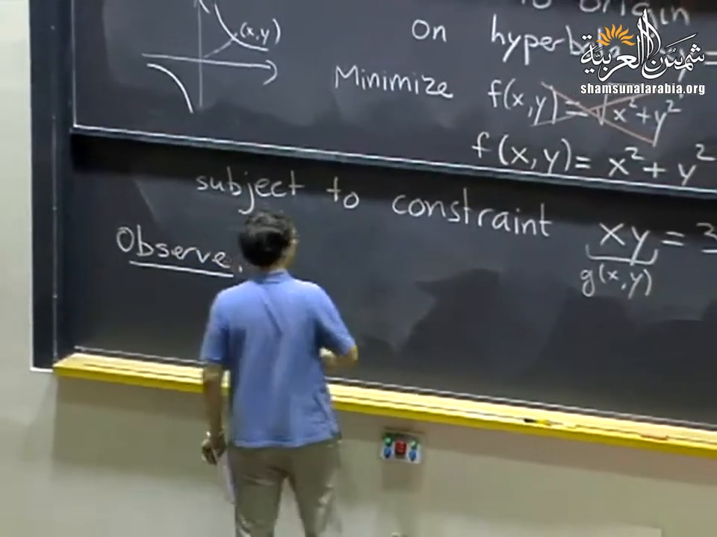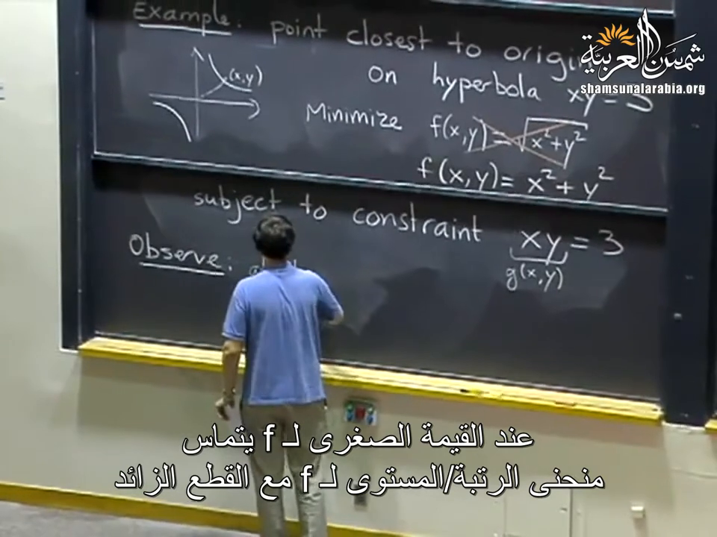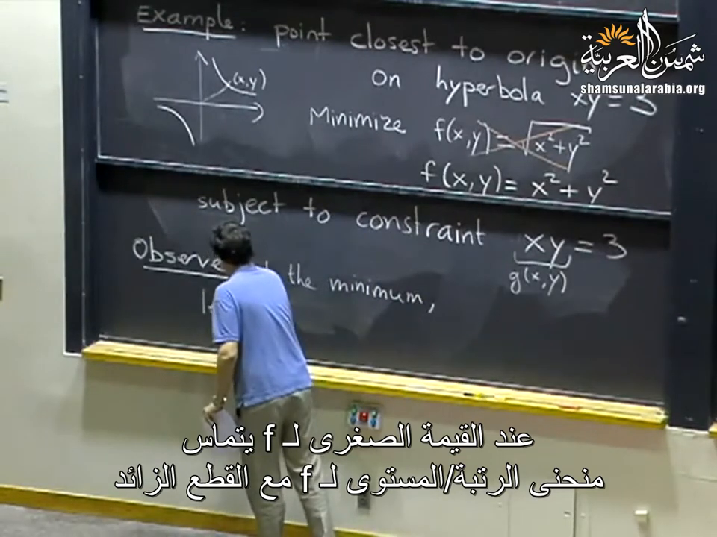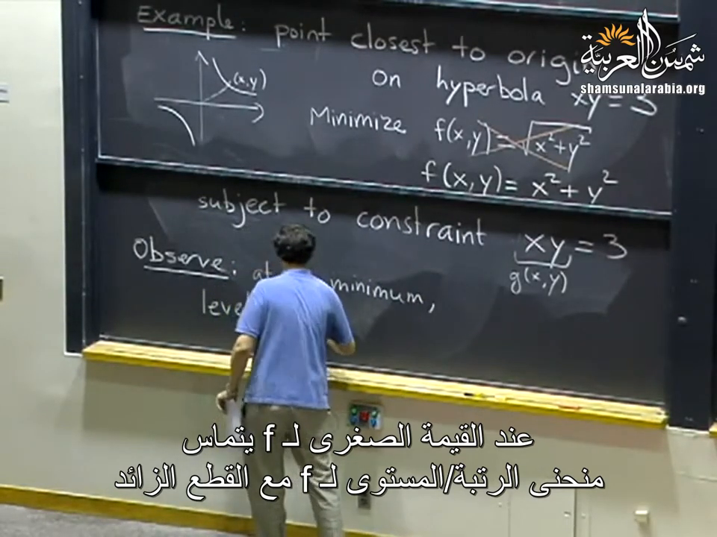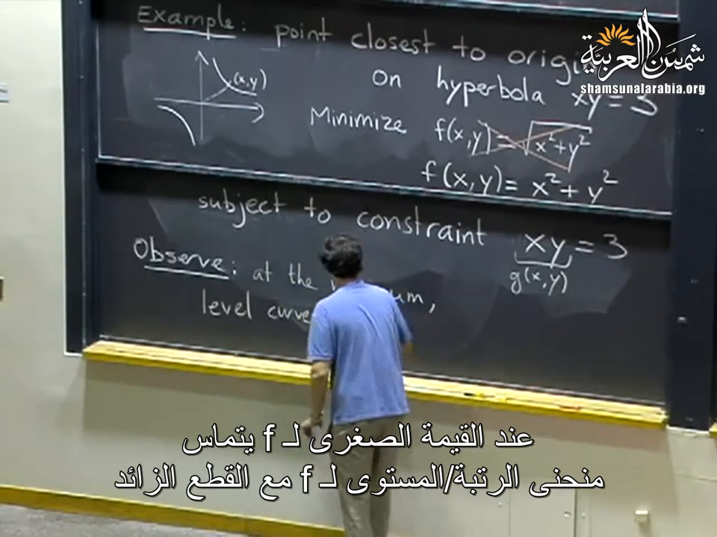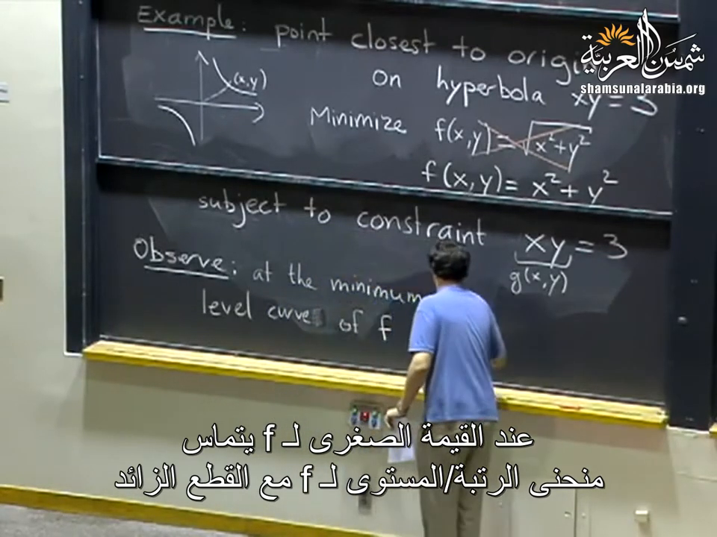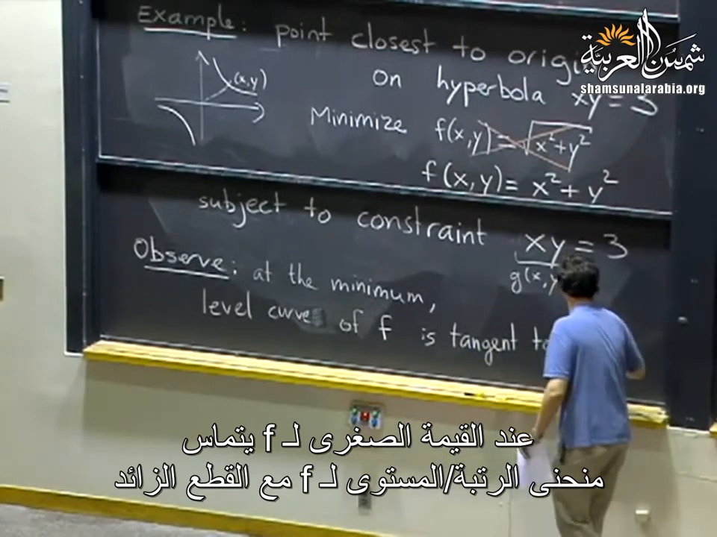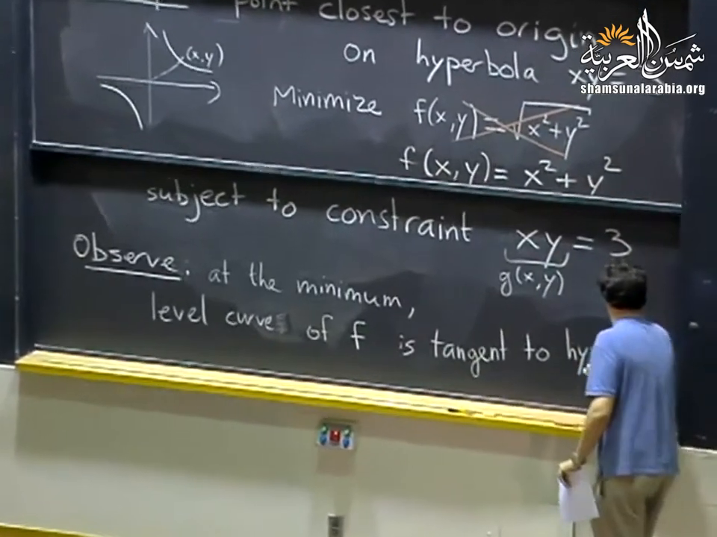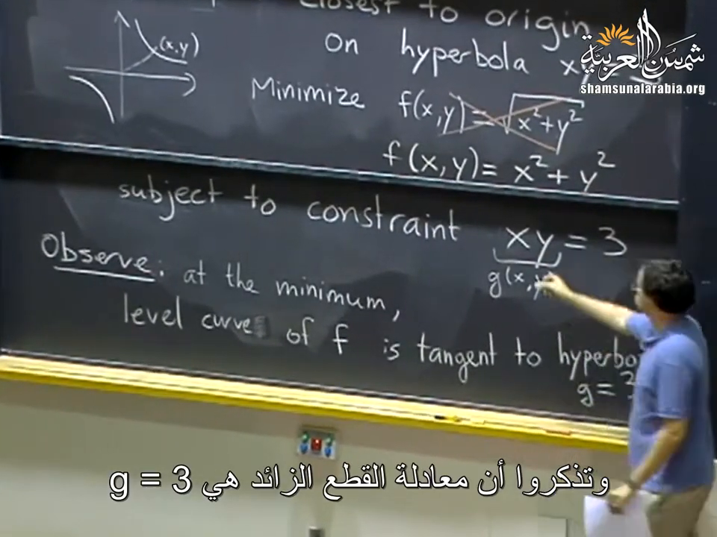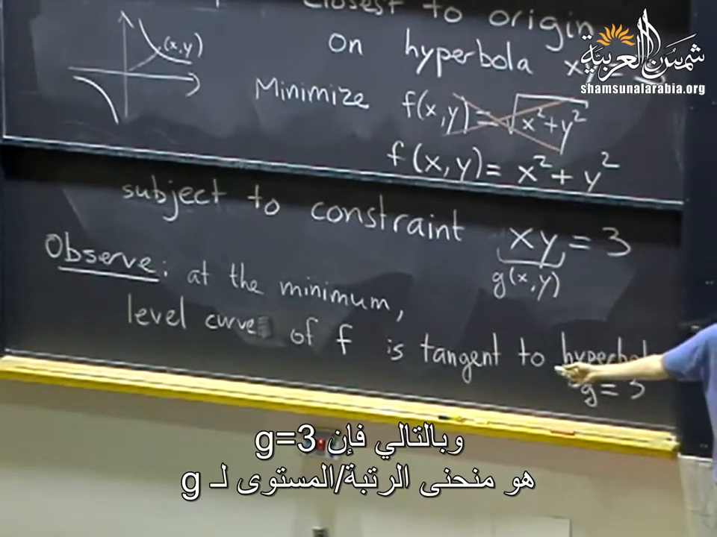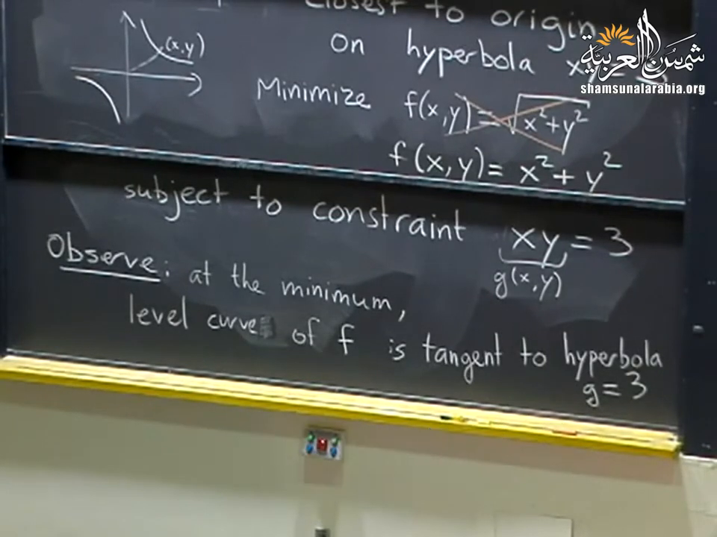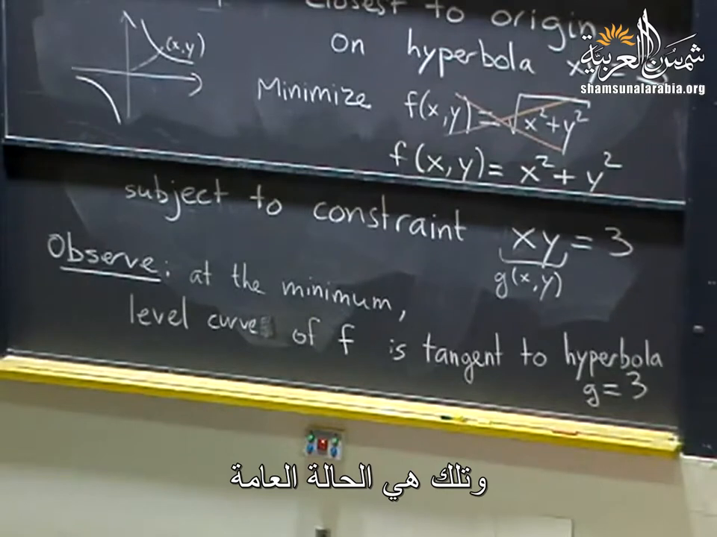We observe that at the minimum, the level curve of f is tangent to the hyperbola. And remember, the hyperbola is given by the equation g equals 3, so it's a level curve of g. Okay, so we have a level curve of f and a level curve of g that are tangent to each other. And I claim that's going to be the general situation that we're interested in.